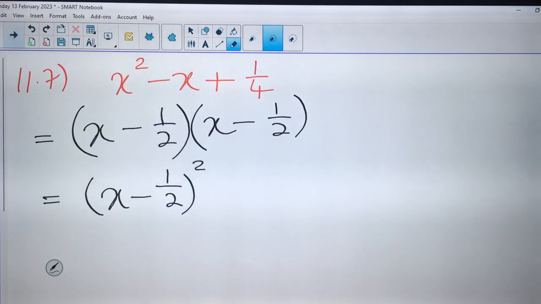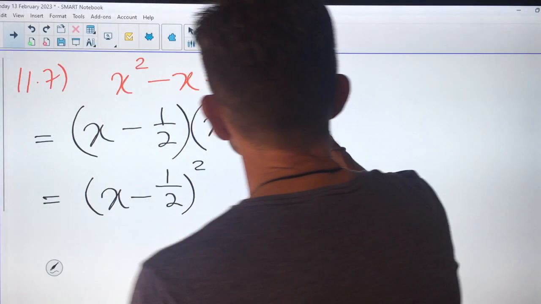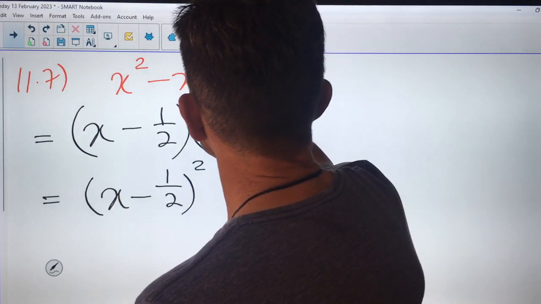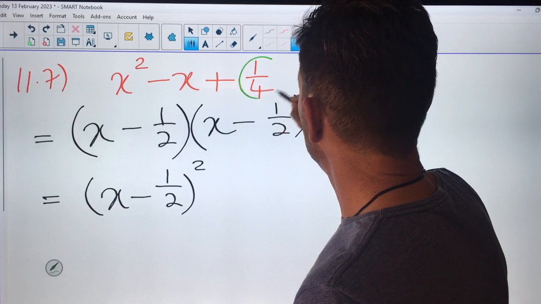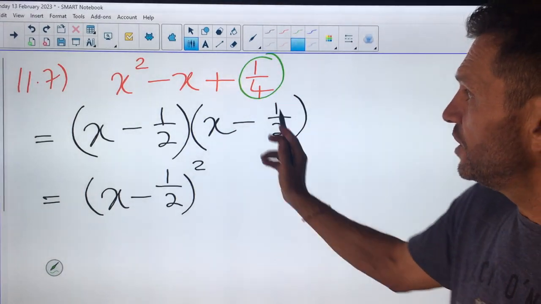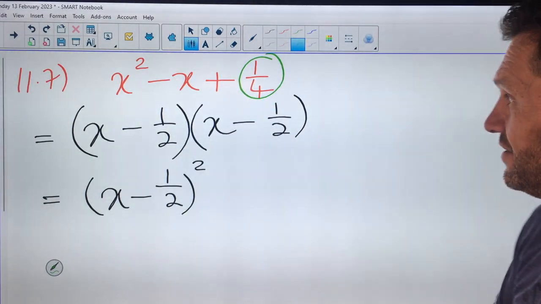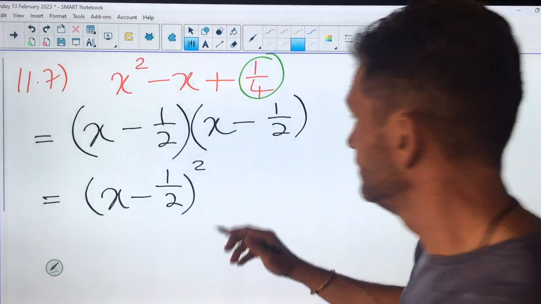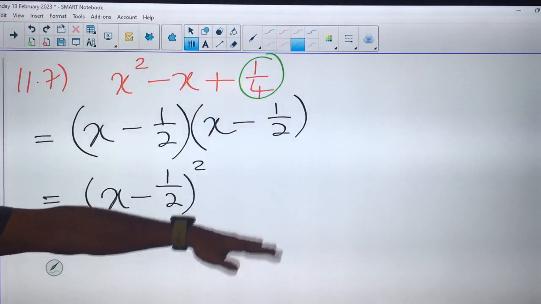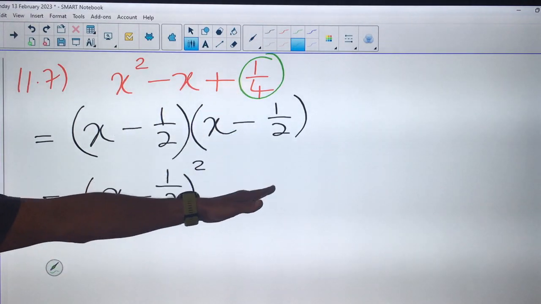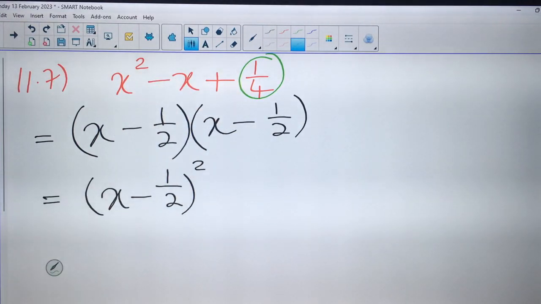With this one, tricky because we're not used to dealing with fractions, but in this case we're dealing with a fraction of a quarter, and the only way for a quarter to give us 1, if we add that, is the factors of a half and a half. A half times a half is a quarter, or minus a half times minus a half is a quarter, minus a half plus minus a half will give you minus 1, so that is my answer.